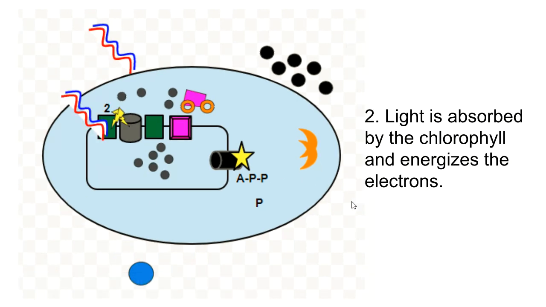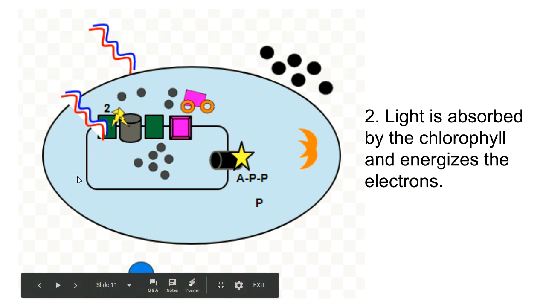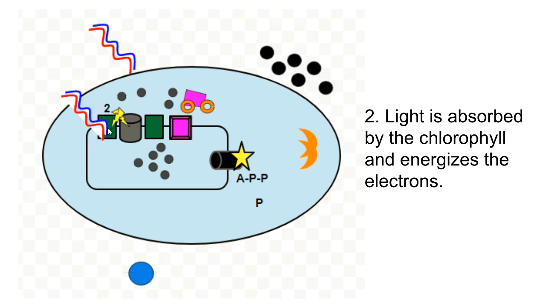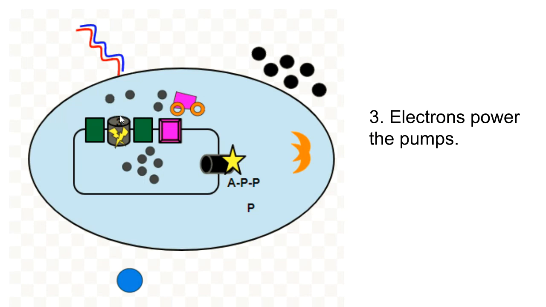Our second step after water is broken down is light is absorbed by that chlorophyll and it energizes the electron. So again, we're reading left to right. We get our water broken down, our light comes in, and this is step 2. The electrons get energized. The electrons then power the pumps.